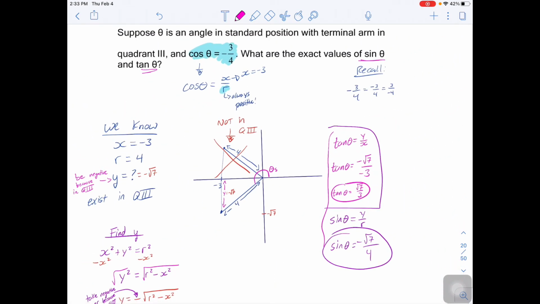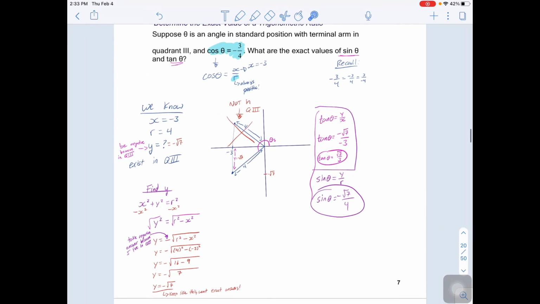Okay, so whenever you come up to a question, be really, really careful of where my first ratio exists. Does that tell me my x, y, or my r? Remember that r is always positive. And what quadrant do I live in? Because there might be two different types of answers if they don't specify the quadrant.